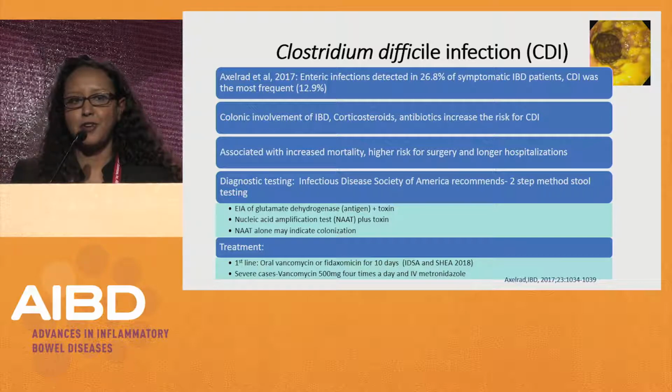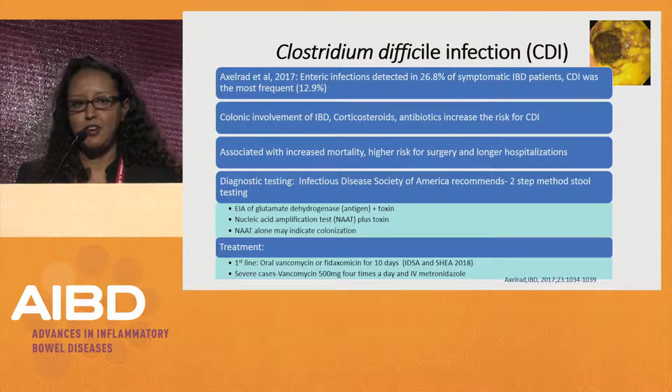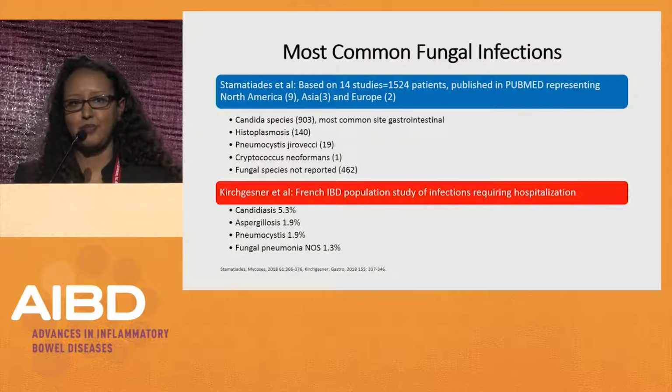Diagnostic testing, as you've heard, it's 2-step that's preferred rather than 1-step NAT alone due to the concern for colonization. And the treatment now is first-line, non-severe cases, vanco or fidaxomicin, and not metronidazole. Severe cases, vanco plus maybe consideration for IV metronidazole.